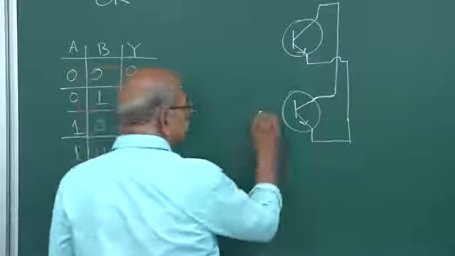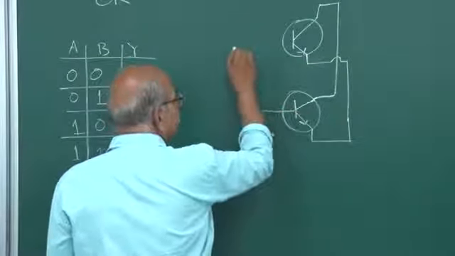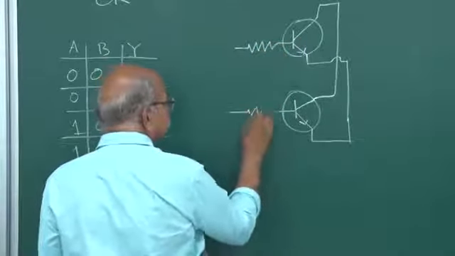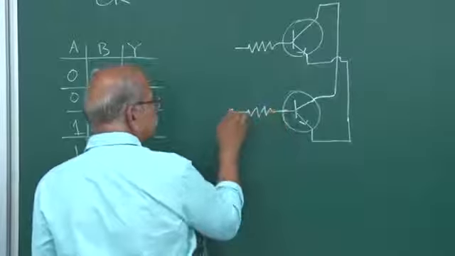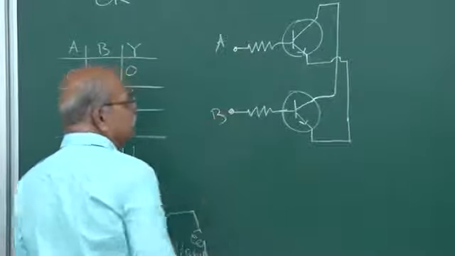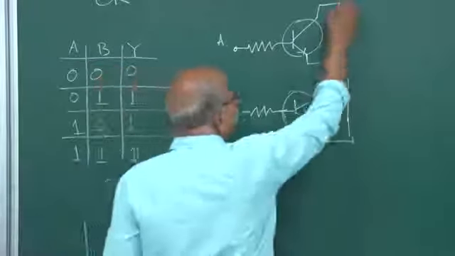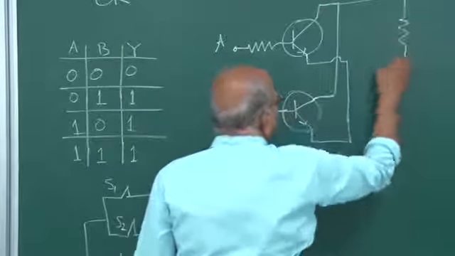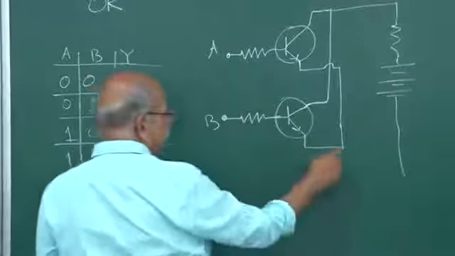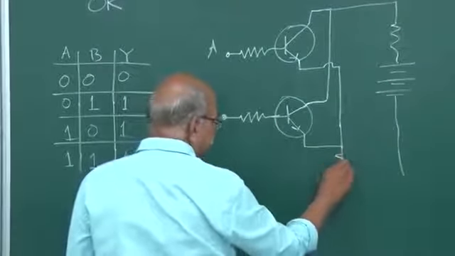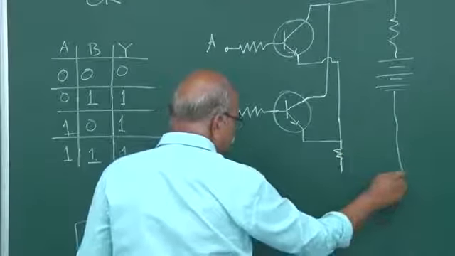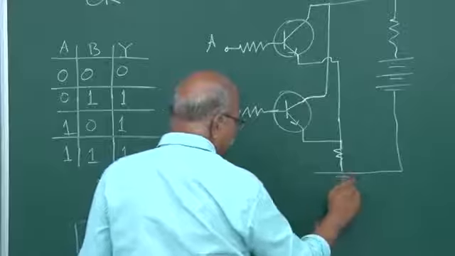And then here are the input points. So, you can put resistors, and these are the input points A and B. And then the collectors, the common collectors, from here you have your biasing. And emitter here you have that emitter resistance, and it goes to 0, and this is the ground.